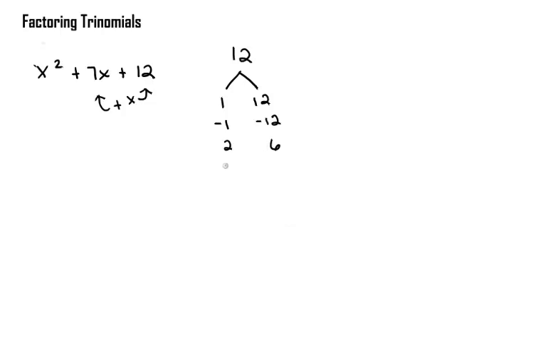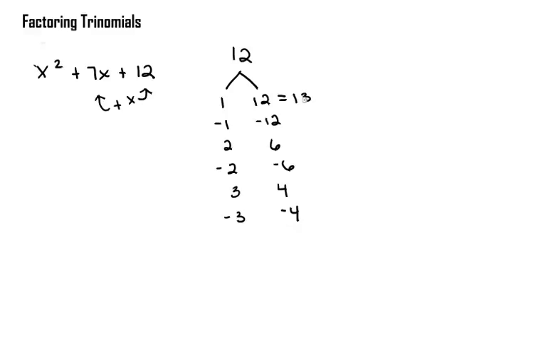Given the trinomial x squared plus 7x plus 12, we ask ourselves what multiplies to be 12 and what adds to be 7. So we list all of the factors of 12. 1 and 12, -1 and -12, 2 and 6, -2 and -6, 3 and 4, and -3 and -4. And then we add each one of these together.